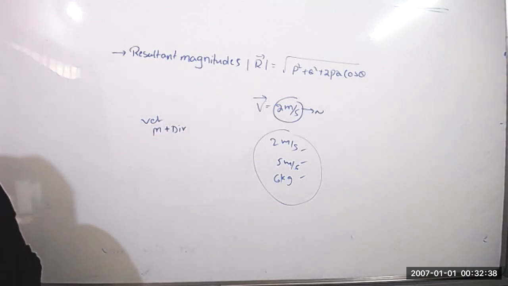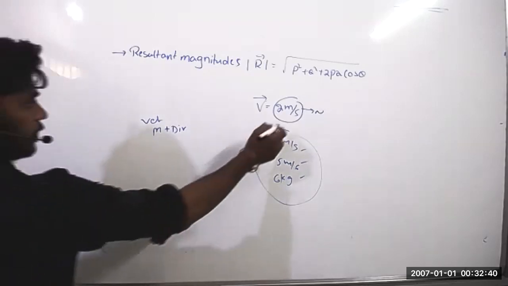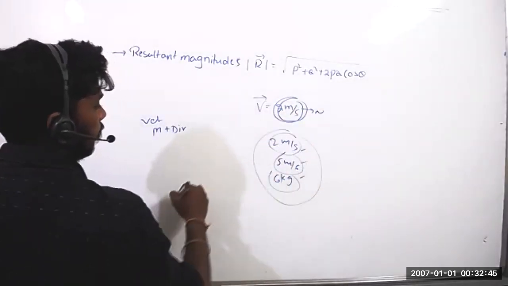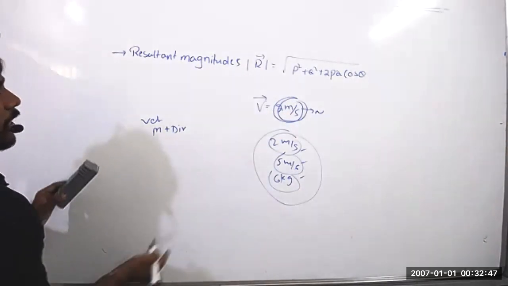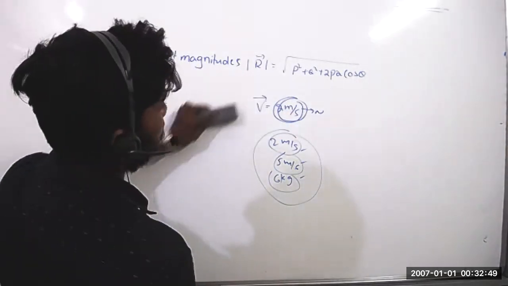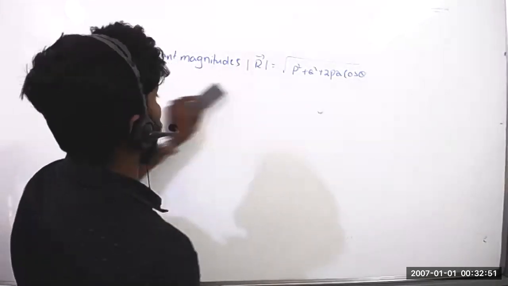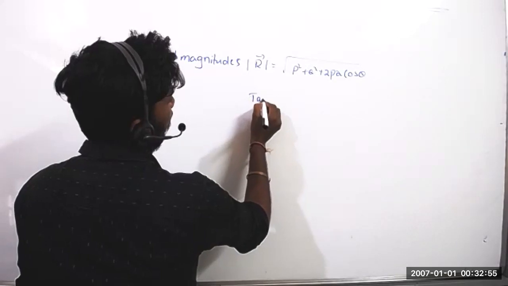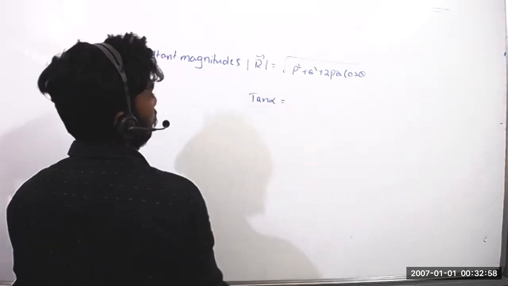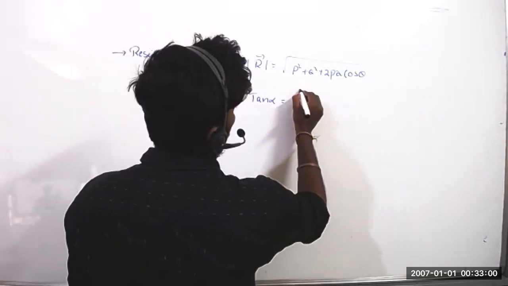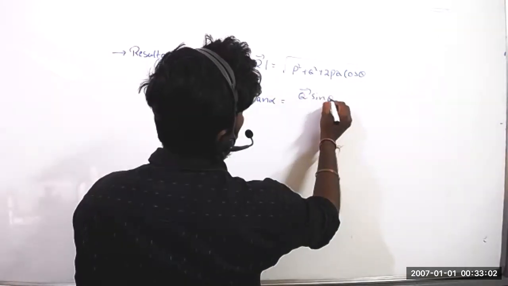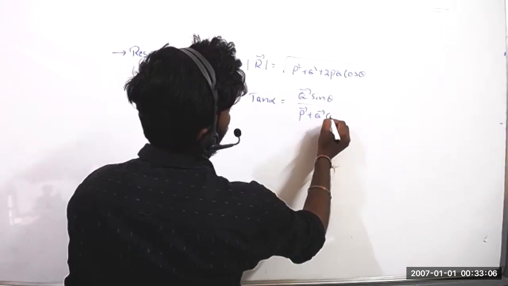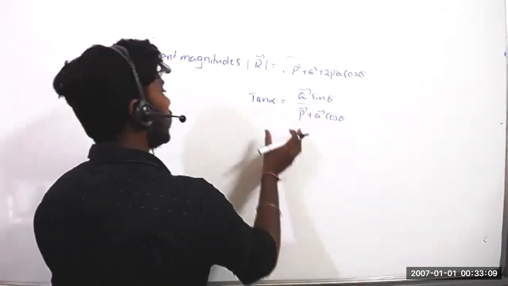So magnitude means this is called magnitude. These are called magnitudes. If you give direction, it will get the direction. How to find out direction? Tan alpha equal to Q sin theta by P bar plus Q bar cos theta. Right? It gives the direction.